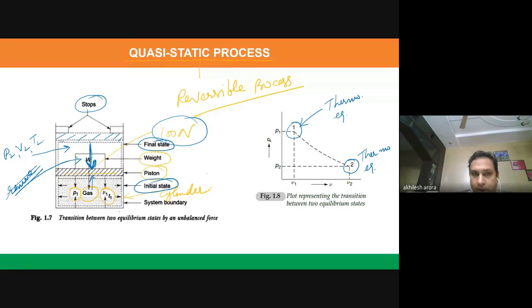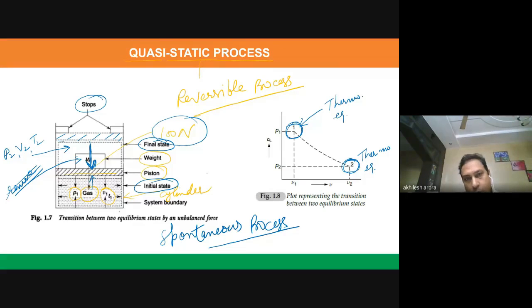The process which has occurred in this particular case is a spontaneous process. In a spontaneous process, I know that the initial condition is thermodynamic equilibrium and the final condition is also thermodynamic equilibrium. I do not know the path of the system, I don't know through which intermediate states the system has passed.